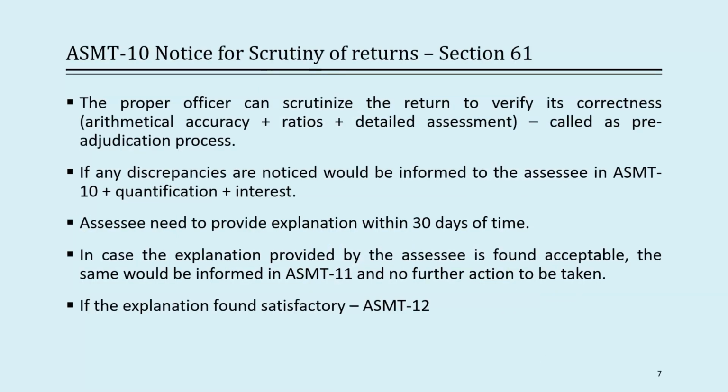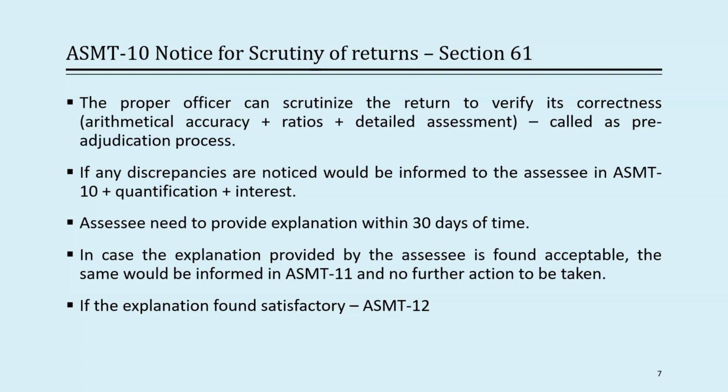So first we'll see the notice for scrutiny of returns. First we'll see what section 61 states and what rule 99 states. Then we'll go for an example basis. So if we see section 61, what it states is they'll take a return for scrutiny to verify the correctness of the return we have filed. It may be an arithmetical accuracy.